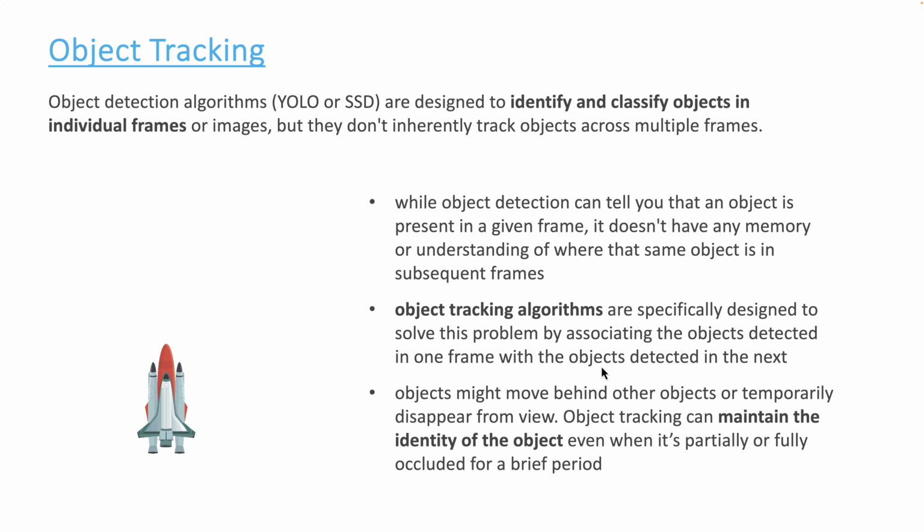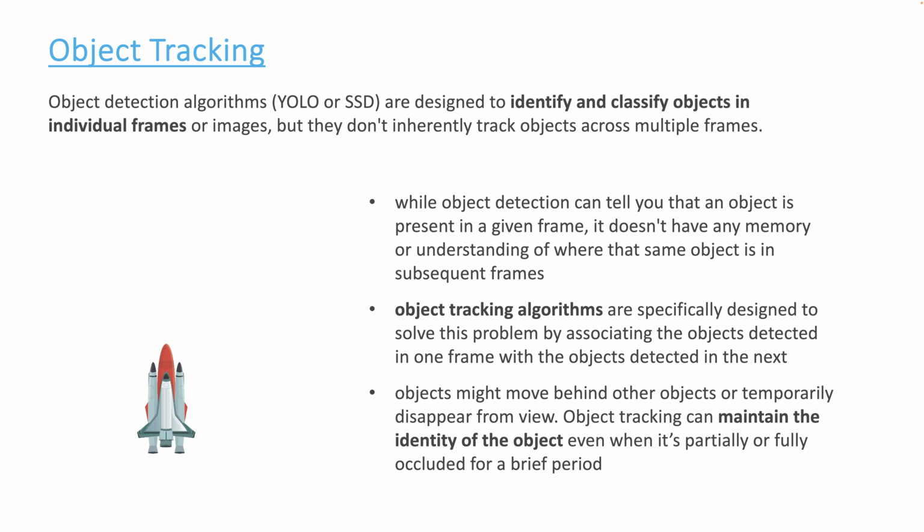And of course, objects might move behind other objects or temporarily disappear from view, and object tracking algorithms can maintain the identity of the object even when it's partially or fully occluded for a brief period. So this is an extremely powerful feature of object tracking, that it may happen that the object temporarily disappears from view, but the algorithm is able to re-identify it.